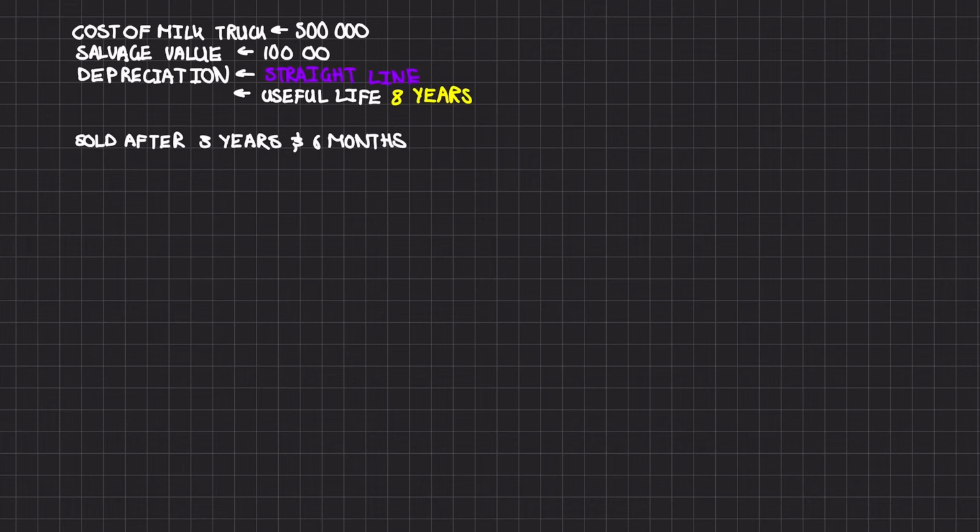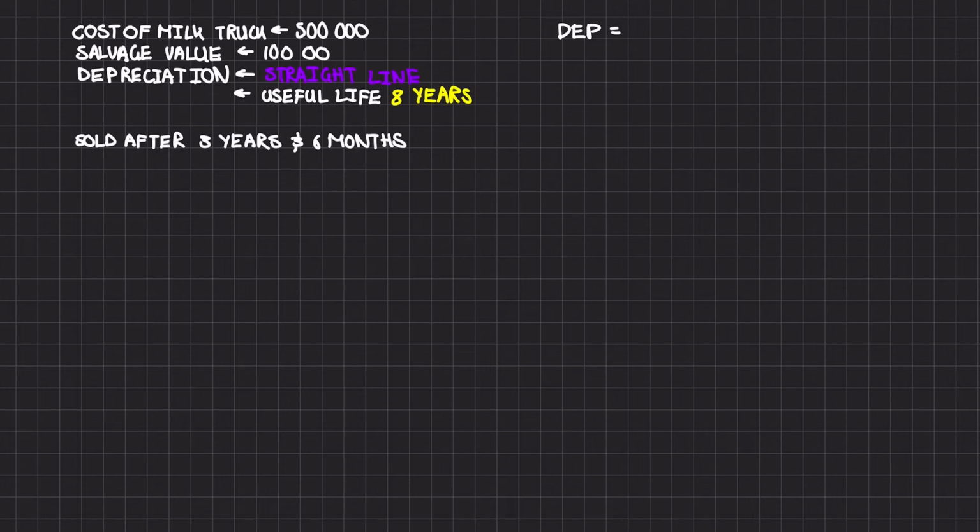All right, the cost of the milk truck is 500,000. The milk truck has a salvage value of 100,000. Depreciation is done by the straight line method with a useful life of 8 years for the milk truck, and is sold after 3 years and 6 months. So the first thing we're going to want to do is calculate our depreciation, okay, per year.